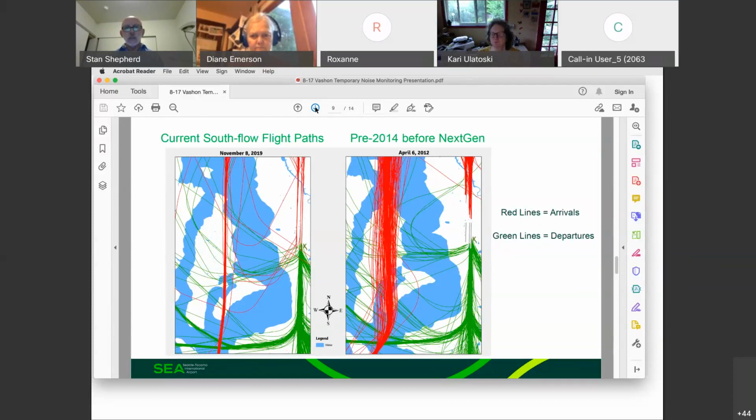So now what you're seeing on the left side of the screen here is how flights currently look. They're very condensed over that one line. So all of those aircraft on that right-hand side are now condensed into one very small track coming in. So anybody underneath that flight track does get a high annoyance level simply because they're getting every aircraft coming in. Well, the rest of the island doesn't get that air traffic. Okay, next one.